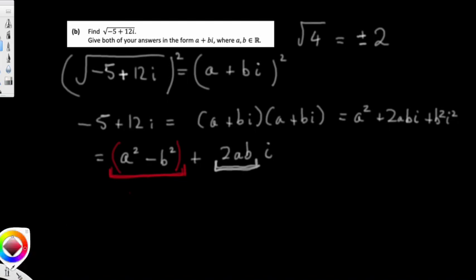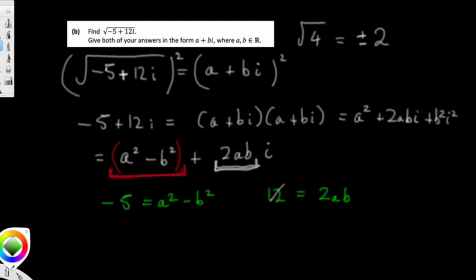And now what we can do is we can say, well, in the original complex number, the real part was minus 5. So that means that minus 5 is equal to a squared minus b squared. And then 12 is equal to 2ab. And this is a simultaneous equation. Okay, so now we have to work on this.